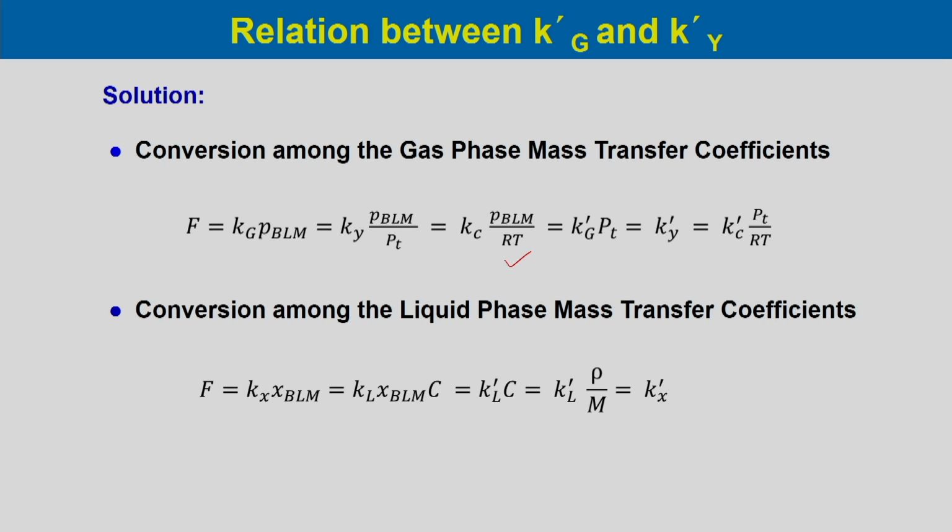For both the systems, one is equimolar counter diffusion and another one is diffusion of A through non-diffusing B.